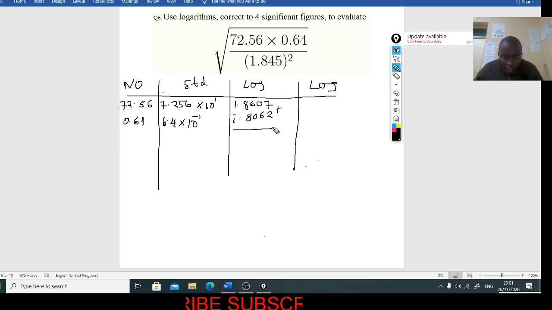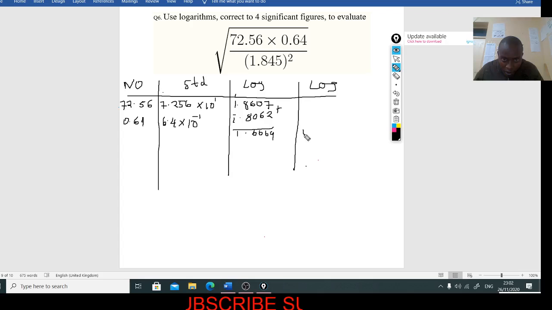If I add the logarithms, I get 9. I also get 6. I also get 6 again. I get 16. I write 6. I carry 1. Now 1 plus 1 is 2. 2 plus minus 1 is the same as 2 minus 1, which is 1. So I will find 1.6669.